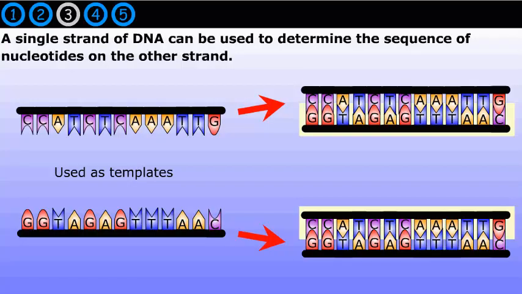To determine the sequence of nucleotides on the second strand, remember that adenine always pairs with thymine and guanine always pairs with cytosine. To find the sequence on the second strand, the original strand is used as a guide or template. Both new pieces of double-stranded DNA are identical to the original double-stranded DNA.